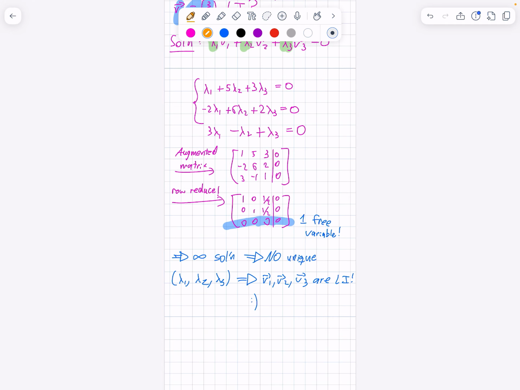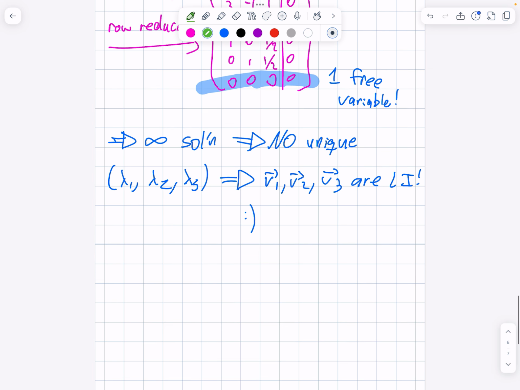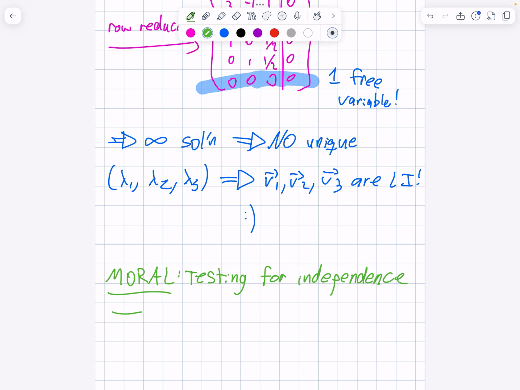So just to spell out the moral of this example: testing for independence is just the same thing as solving a system, which we know how to do.